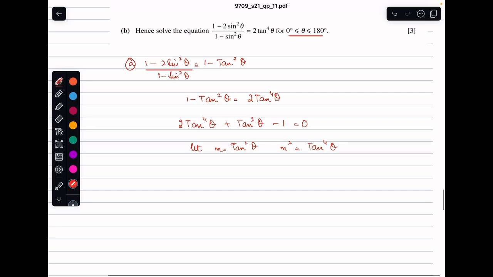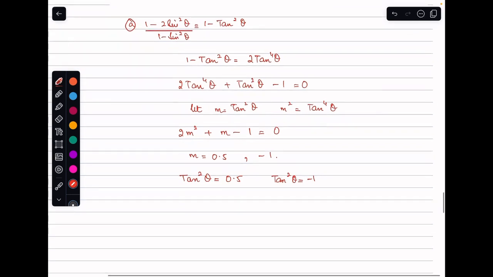If I substitute m and m square, I will get 2m square plus m minus 1, which is equal to 0. So I can just solve the equation to get the values of m. The values of m that I get from this equation are 0.5 and also negative 1. We know m was substituted for tan square theta. Therefore, tan square theta is 0.5 and tan square theta is also equal to negative 1.